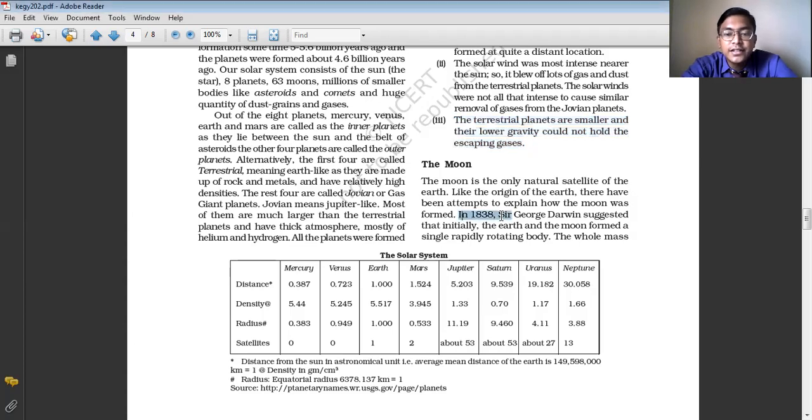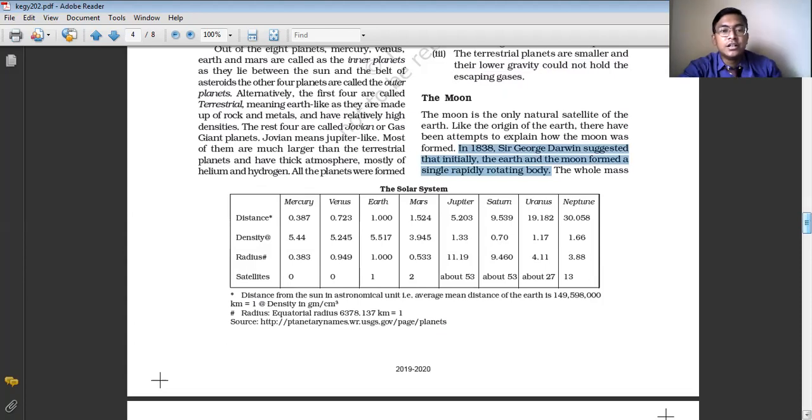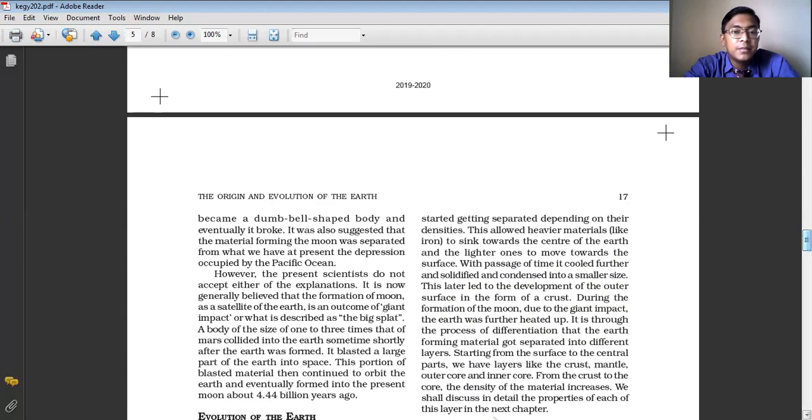In the year 1838, Sir George Darwin suggested that initially the Earth and the Moon formed a single rapidly rotating body. He said that initially the Earth and the Moon were a single celestial body, a single part, which was rotating and revolving around the sun, that is the parent star. The whole mass became a dumbbell shape and eventually it broke.